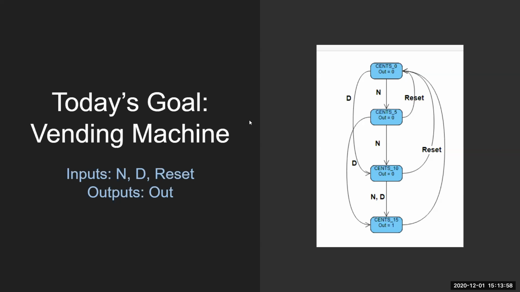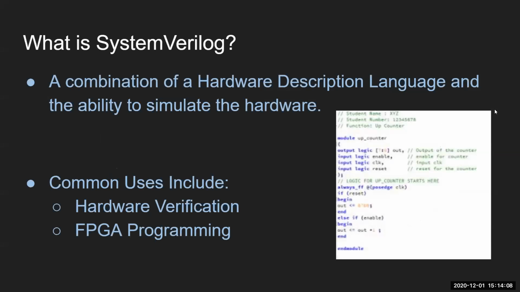To create this vending machine in SystemVerilog, we're going to have to learn a little bit, and that is the entire goal today: learn SystemVerilog by making something. So just a little introduction into what SystemVerilog is. It is a combination of a hardware description language and the ability to simulate that hardware. So it's literally a combination of languages. SystemVerilog takes over Verilog. Verilog's no longer a language; it's been completely replaced by SystemVerilog.